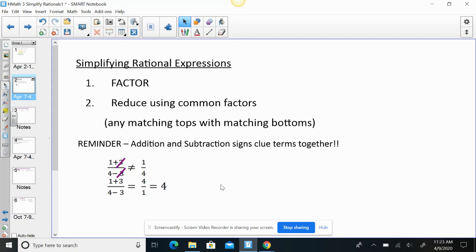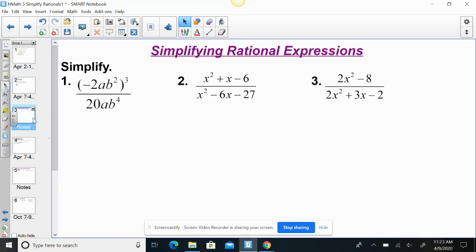So make sure that you are not crossing out if there's addition and subtraction. You need matching polynomials completely. So that should make sense when we get into this. All right, so let's look at example number 1.